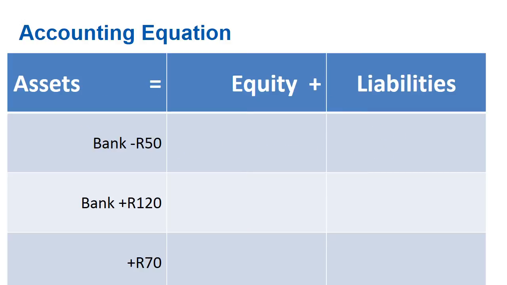So if we put the last two transactions together, the effect on assets is that Nandi's bank balance first went down by 50 Rand for the money she spent on fuel, and then increased by 120 Rand for the money she got for mowing the first customer's lawn. The net effect is that her bank balance went up by 70 Rand. So what is the effect on the right-hand side of the equation going to be?